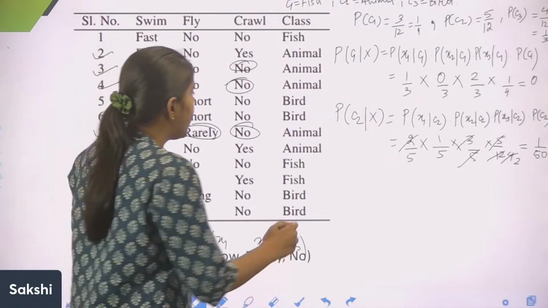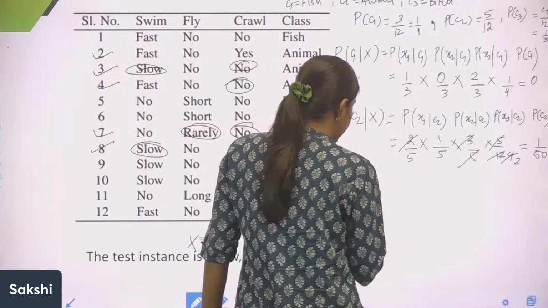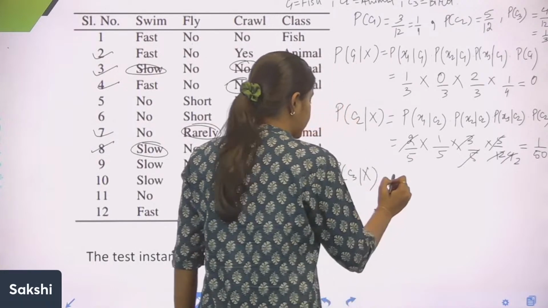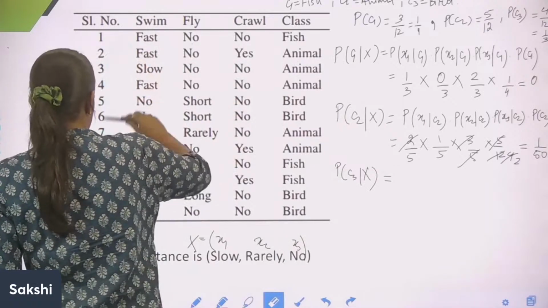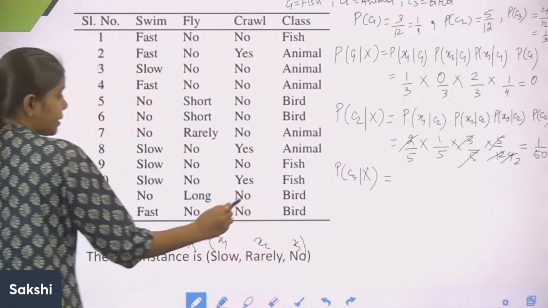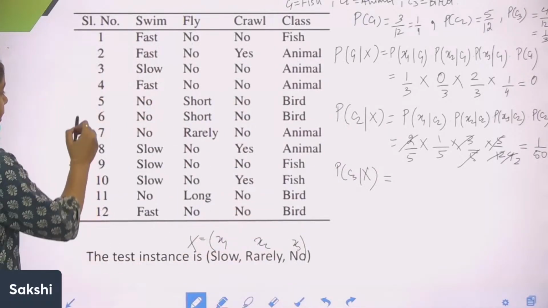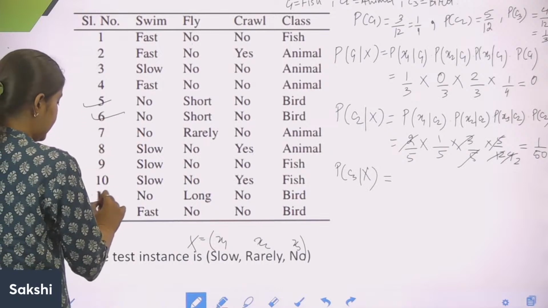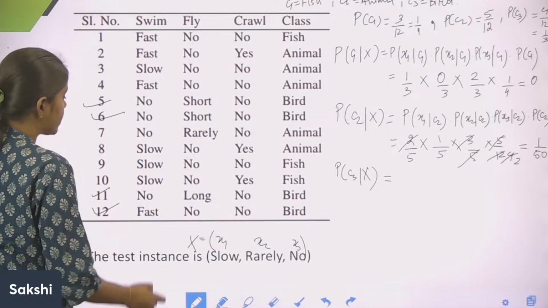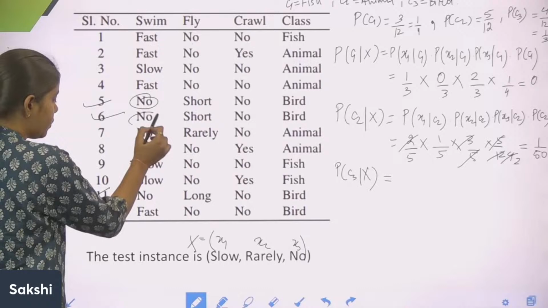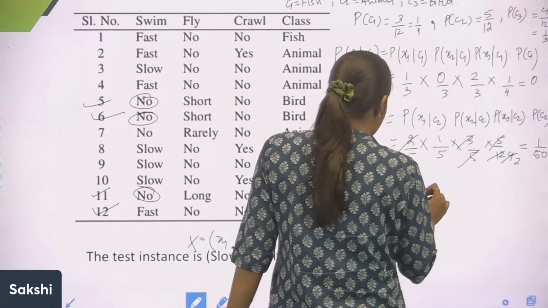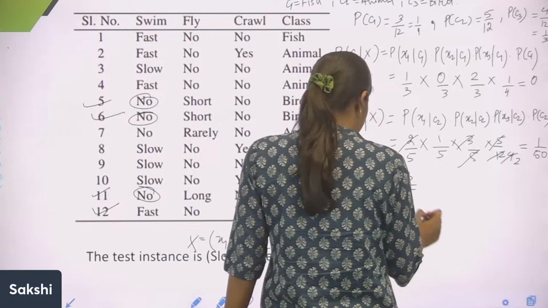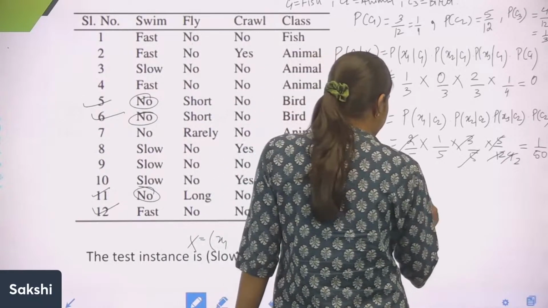Now, what would I do? I'll find out probability C3 given X. Now for class C3, we have bird 5, 6, 11 and 12. We have 4 examples. If I talk about no, 1, 2, 3. I have 3 examples of no. Probability would become 3 by 4. I am not writing the formula. You can write it down by yourself.